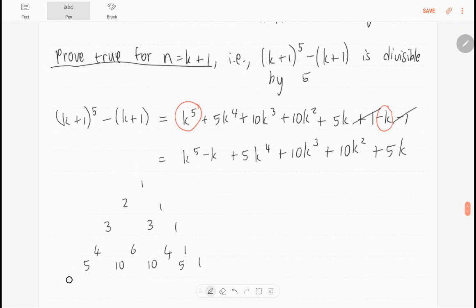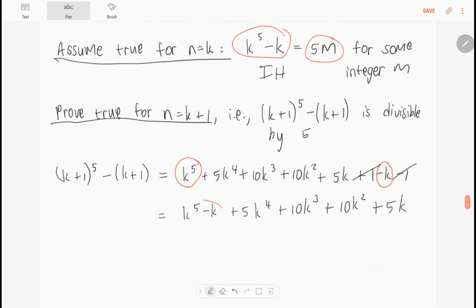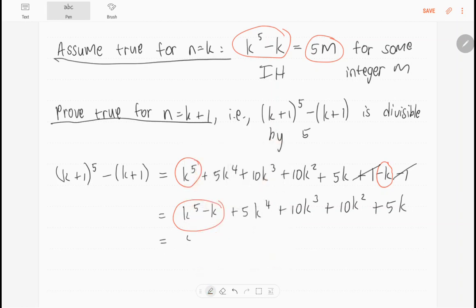I'm just quickly going to erase this triangle to make a bit more space. So this, I said I can replace by 5m. So what I have now is 5m plus, and then from all of these remaining terms, I can take out a common factor of 5.